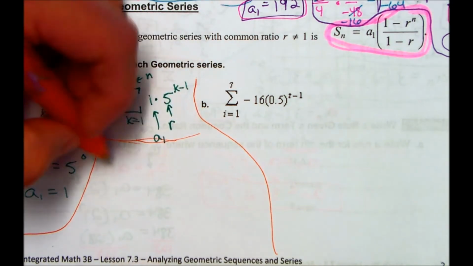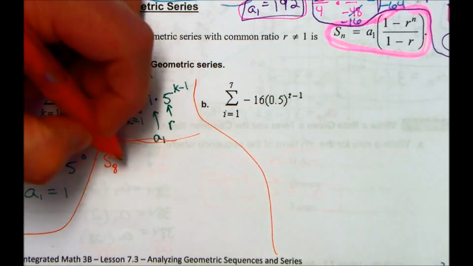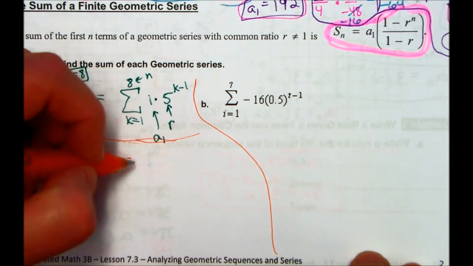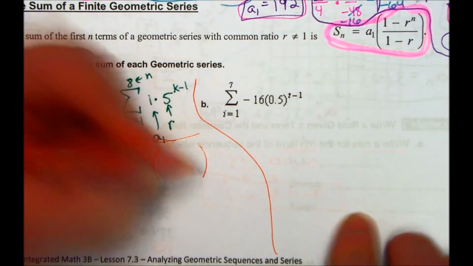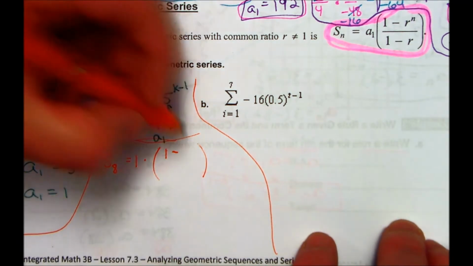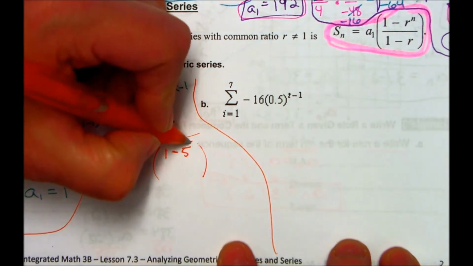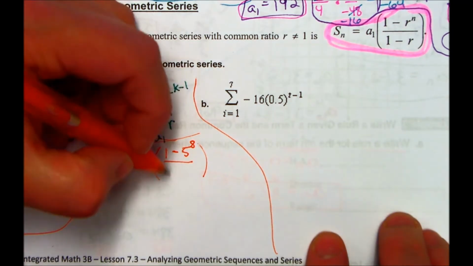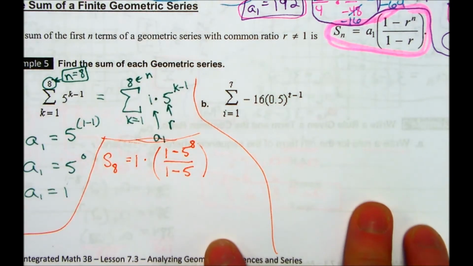So here we go. S, or the sum of the first 8 terms, is going to equal a sub 1, which we said was 1, times this expression here, 1 minus r, which is 5, to the nth power, which is 8, divided by 1 minus r, and r again is 5, so you use that 5 twice.